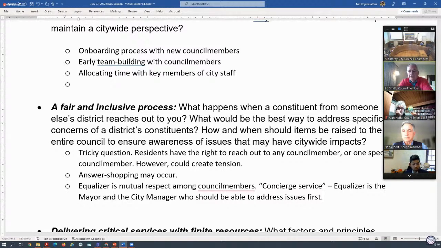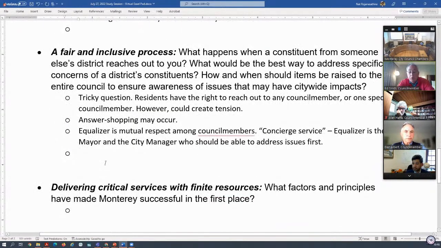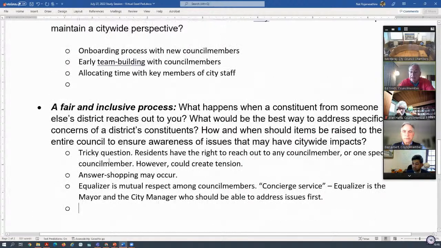I think it means that the district that receives it has a responsibility to drive it to the point of nearest completion or action, and that may be the mayor and it may be the city manager, and it certainly would include the district from where the concern is. But I think it starts with mutual respect and a little bit more work on the council member's part.